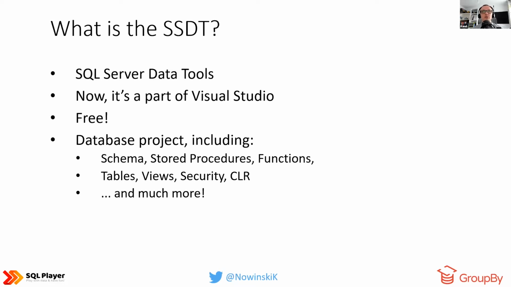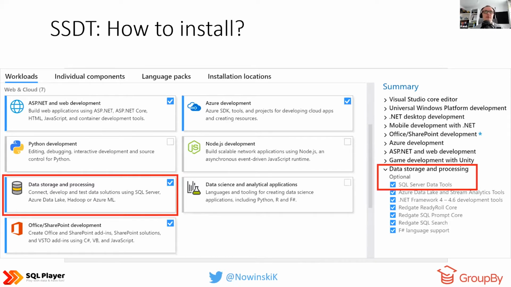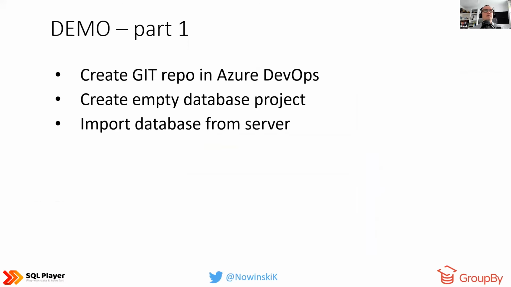It allows you to create database projects, which include all the objects on the database level, like schemas, stored procedures, functions, tables, and so on. Everything that is at the database level. You can very easily install it if you have Visual Studio. You can find SQL Server Data Tools (SSDT) under the Data Storage and Processing tile. So in this section, you can find SQL Server Data Tools. Take it and install. That's it. Then you will be able to create a database project.